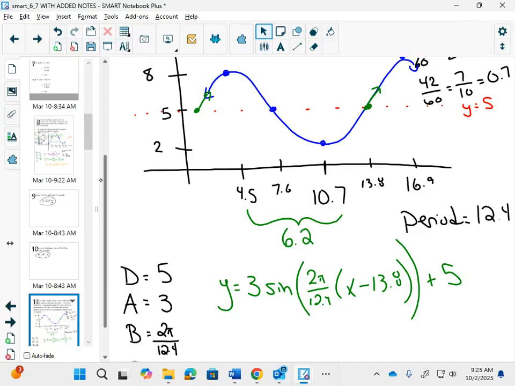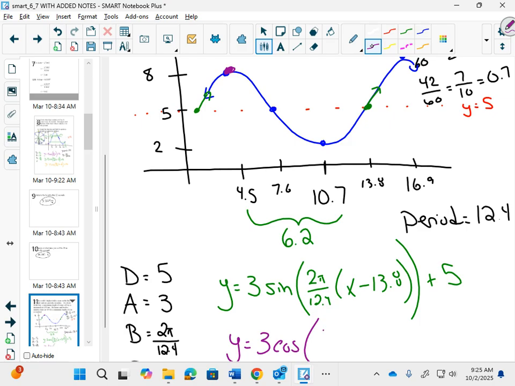For cos, go to purple. I'm going to pick a maximum. Amplitude is still 3. B value is still 2 pi over 12.4. X minus, now my maximum is shifted 4.5 to the right, so I put a 4.5 in, plus 5.